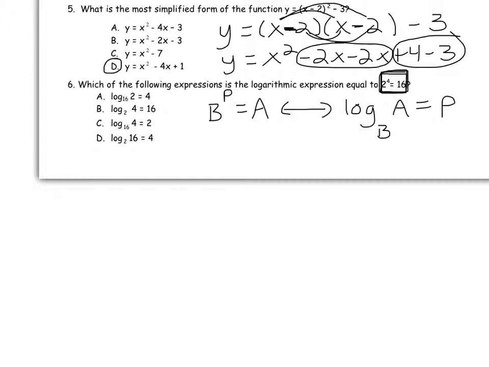So if I have the equation 2 to the 4th equals 16, my base is 2, the exponent power is 4, and 2 raised to the 4th power is 16. So if I wrote that using a logarithm, that would be log base 2 of 16 is 4. Those two equations are equivalent. So that leads me to answer choice D.